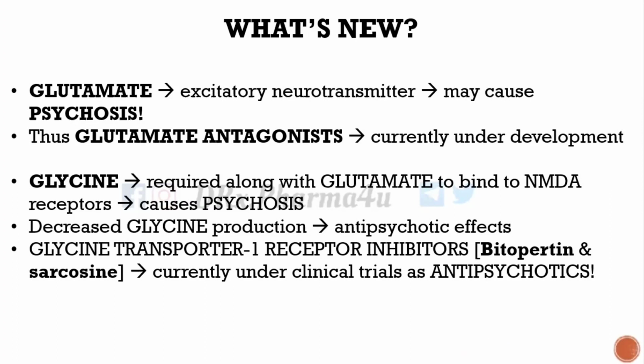And that is why there are some molecules which are currently under clinical trials. One is bitopertin and the other is sarcosine. So these are glycine transporter 1 inhibitors. That means they reduce the production of glycine. So these are currently under clinical trials. Let's hope we can get this molecule soon and we'll get more information about what happened regarding this. If you get any information, do share with us.